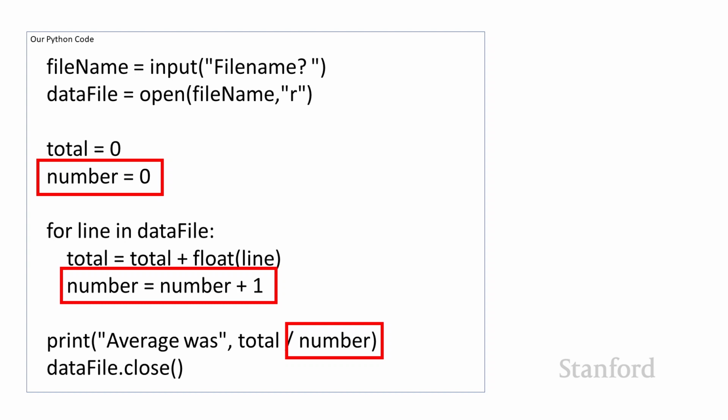And then in the middle of my for loop, notice that's indented, so this is something that's going to happen for each line in the file. I'm going to add 1 to the number. So initially number will be 0. When we see the first line, I'll say number equals number plus 1, so number will go to 1. The next time I run it, number will be 1, I add 1 to it, it'll be 2. I add 1 to it, it'll be 3, and so on. And when we're all done, number should be the number of lines that we've actually read from the file. And then we can just take our total and divide that by the number.